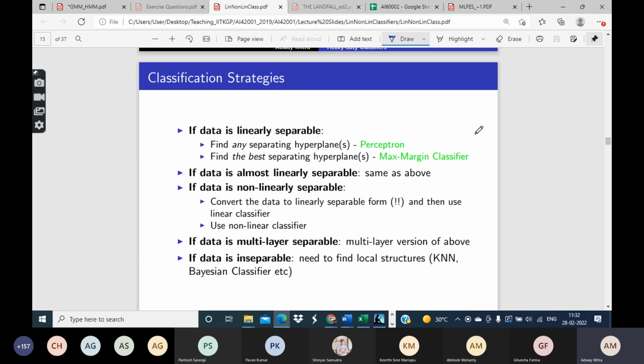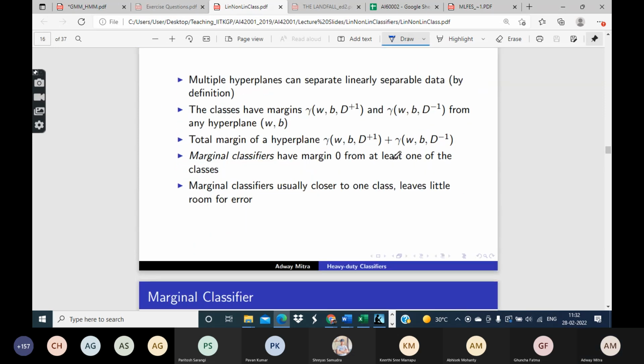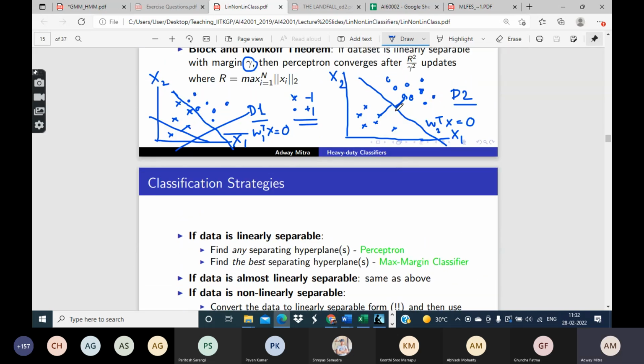Now, what does the perceptron give us? Assuming that such a linear structure exists, the perceptron will give us any such linear structure. Like in this case, for example, there are multiple structures possible. This is one possibility. This is another possibility. Let's call it W3. This is a possibility. Let's call it W4, and so on, right?